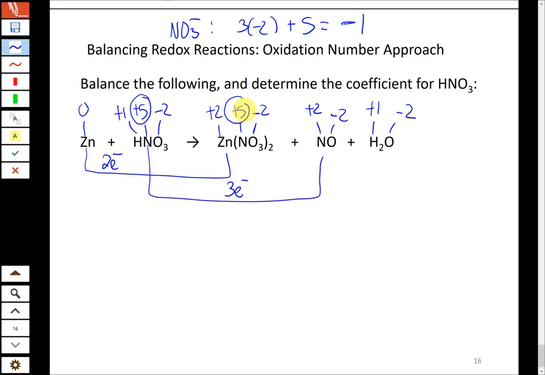So I like to break it up into 2 pieces. It looks a little weird to do it this way, but I think it helps make sure that you're keeping the correct number of electrons and everything like that. So what we're going to do is when I balance this, I'm going to write HNO3 twice.